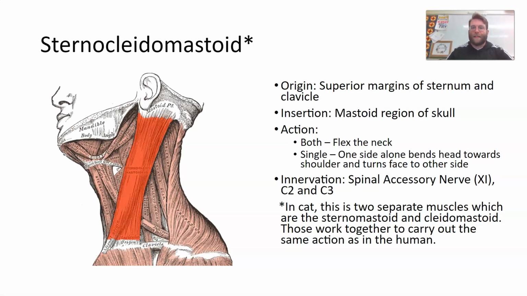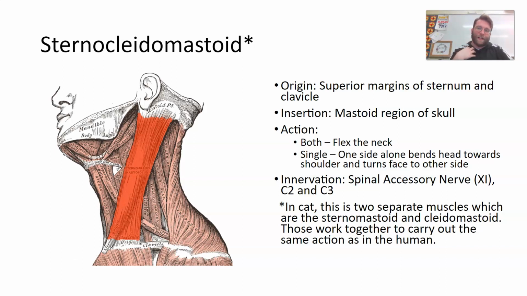This muscle is the sternocleidomastoid. The reason I have an asterisk here is that this muscle in the human is actually one muscle, but in the cats, when we look at them, they're going to have two separate muscles that form kind of the same structure. For the sternocleidomastoid, its origin is going to be in the sternum, and the cleido refers to your clavicle. So it begins there, and it inserts on the mastoid region of your skull.